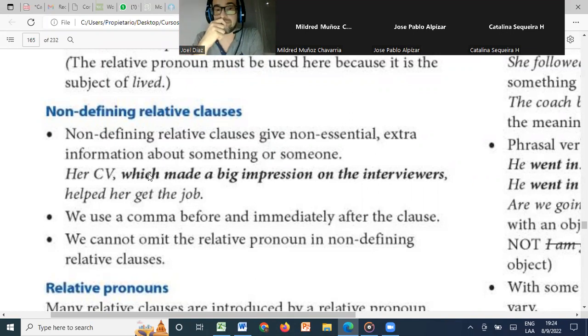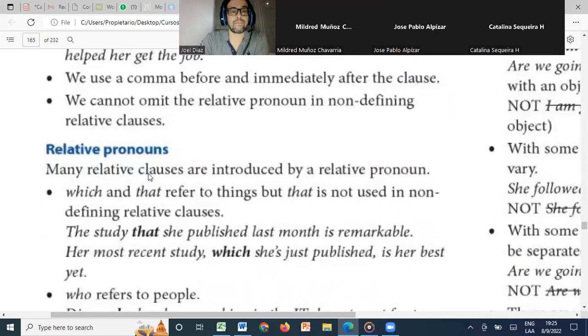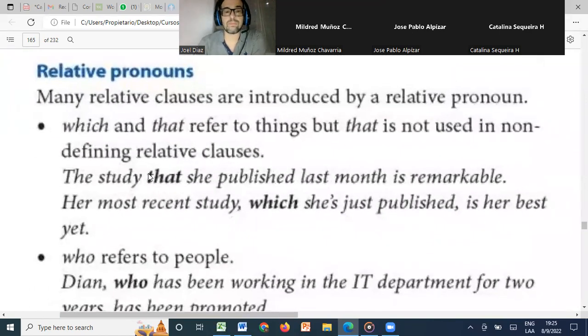Commas? No that, only which. And who, we can use it for all of them, for both, with commas or without commas. Okay, only for things I use that without commas. I use which if there is extra information. Correct, and we have it here.